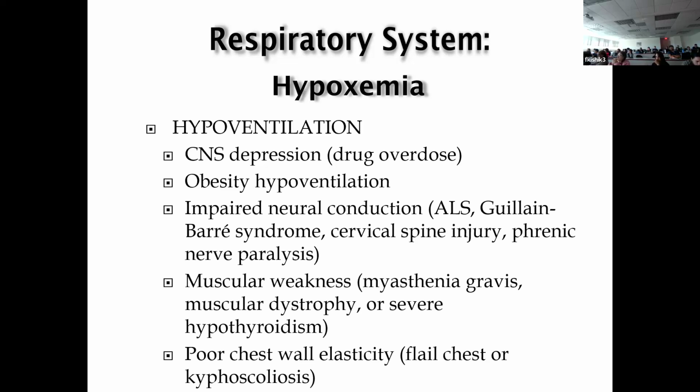Impaired neural conduction. It's a brain problem. ALS, Guillain-Barré, cervical spine injury, phrenic nerve paralysis. So anything that would affect the nervous system's ability to respond with breathing. ALS is Lou Gehrig's disease, amyotrophic lateral sclerosis, where they just randomly stop breathing and then start breathing again. Guillain-Barré, you guys know Guillain-Barré? Yes.